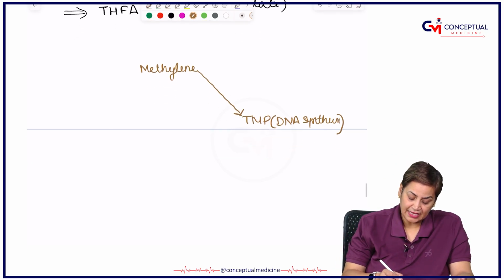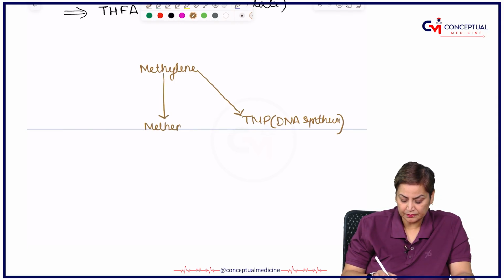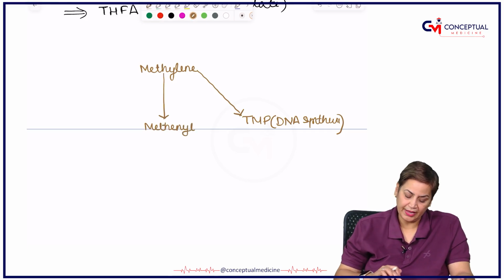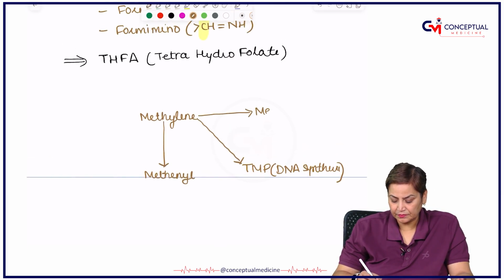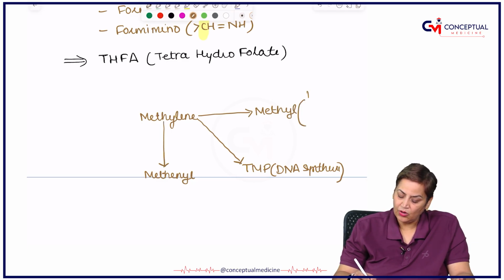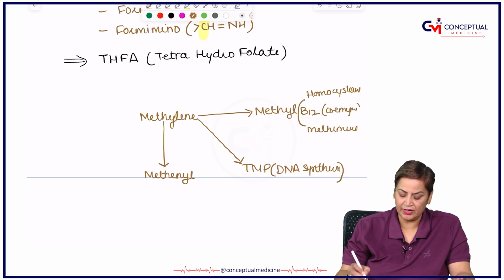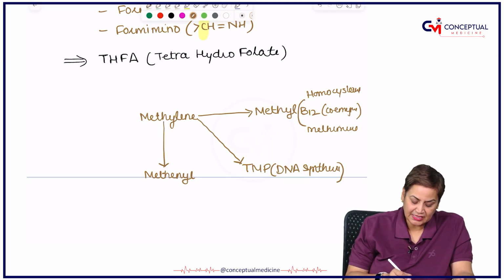Then this methylene can be converted into the methynyl group. Okay, it can be converted into the methyl group, and this methyl group is required for the conversion of homocysteine to methionine, taking B12 as a coenzyme. This reaction is a very important reaction. And from where is this coming?